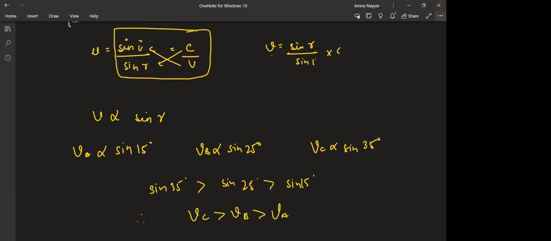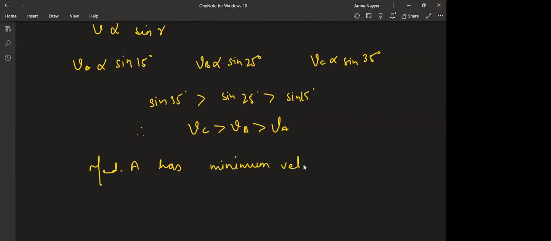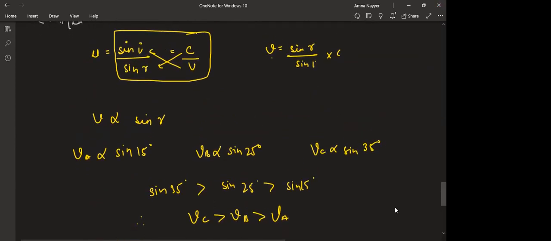Now you can conclude that medium A has minimum velocity. So this is not from your calculations, but from your theory part. Fine, note it down. In your exam, have a habit of learning the techniques of writing the exam.